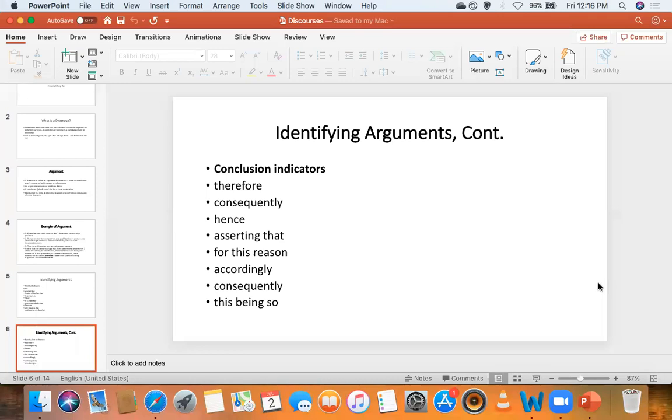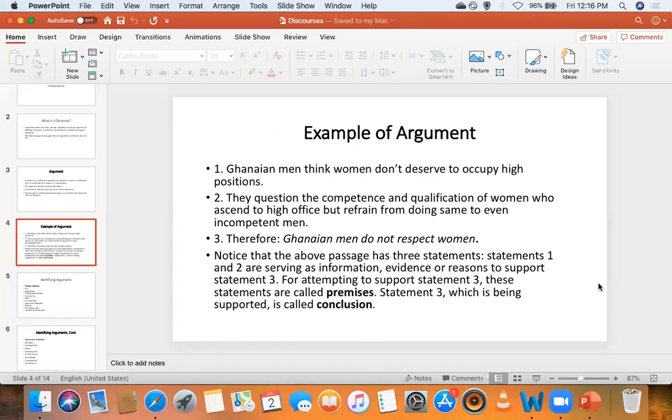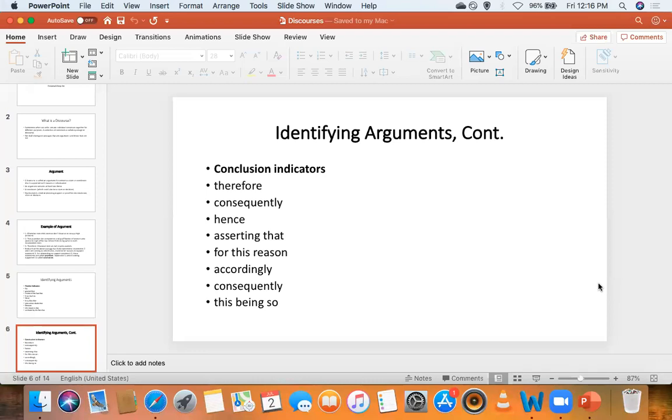Remember that in the example we just saw of an argument, statement three was beginning with therefore. You can see the example of an argument. The conclusion began with therefore. So you can actually replace this therefore with any of the other words or phrases among the conclusion indicators. You can replace it with consequently. Consequently, Ghanaian men do not respect women, or hence, or for this reason, Ghanaian men do not respect women, for these reasons, and so on.